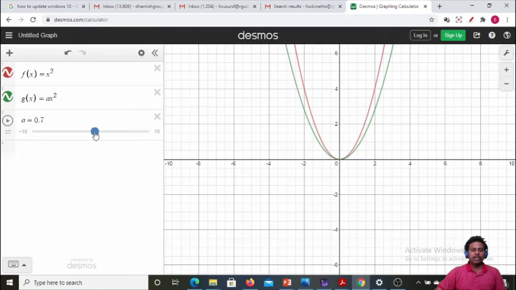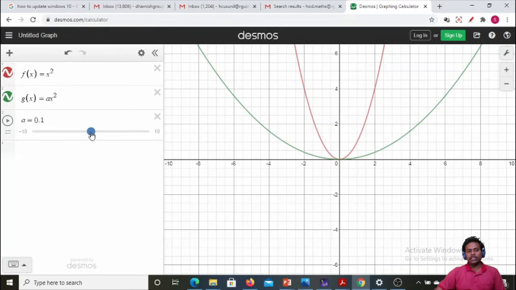F of x is equal to x square. Now I keep on changing the values. Okay, now I am giving 0.6. Now I am giving 0.4. Now I am giving 0.3, 0.2. It is bulging actually. The graph is expanding. Now if it is 0.1, it is stretching a lot more. Then finally, if it becomes 0, then there is no graph because g of x is equal to 0, no graph.